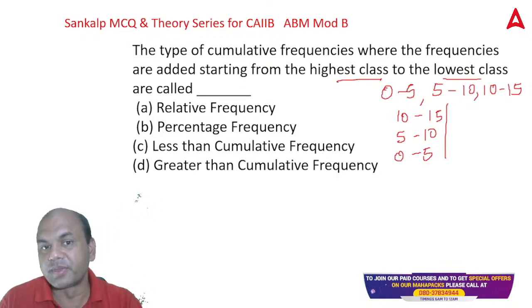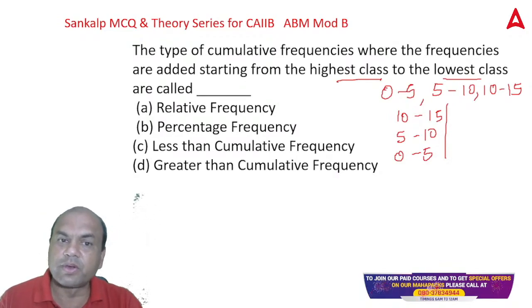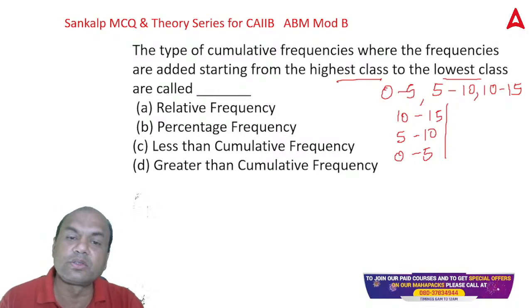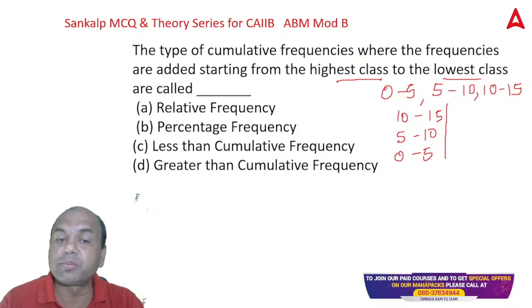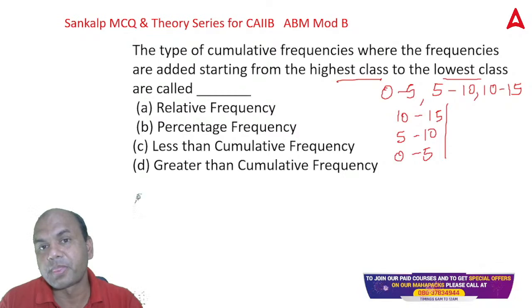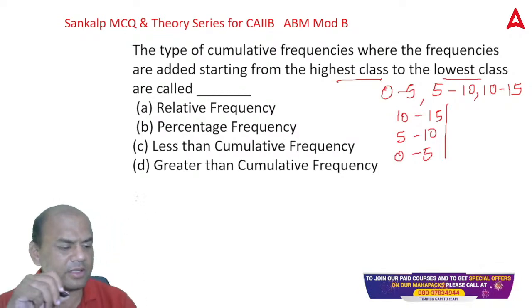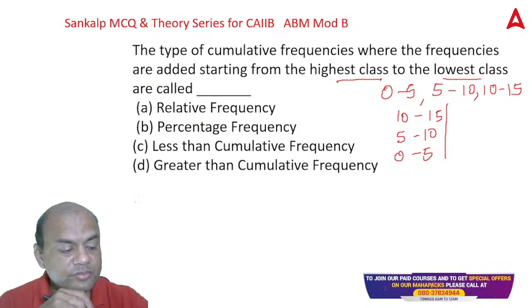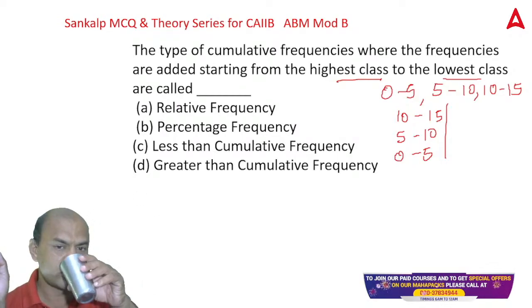This is the question. The type of cumulative frequency where the frequencies are added starting from the highest class to the lowest class is known as what? Relative frequency, percentage frequency, less than cumulative, or greater than cumulative. What is it called? Type in the comment section, everyone, let me see.